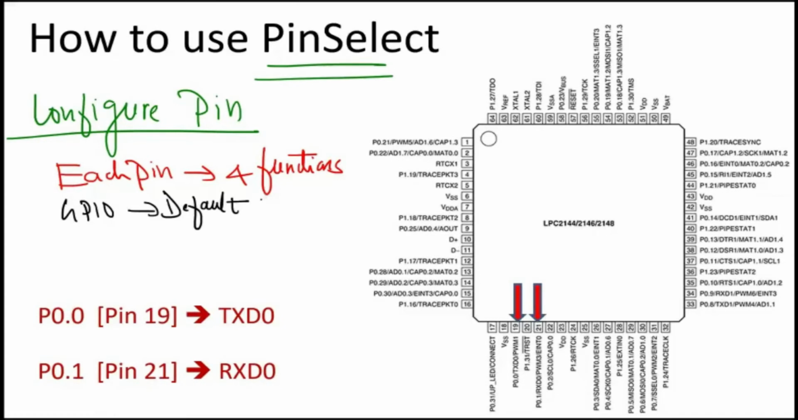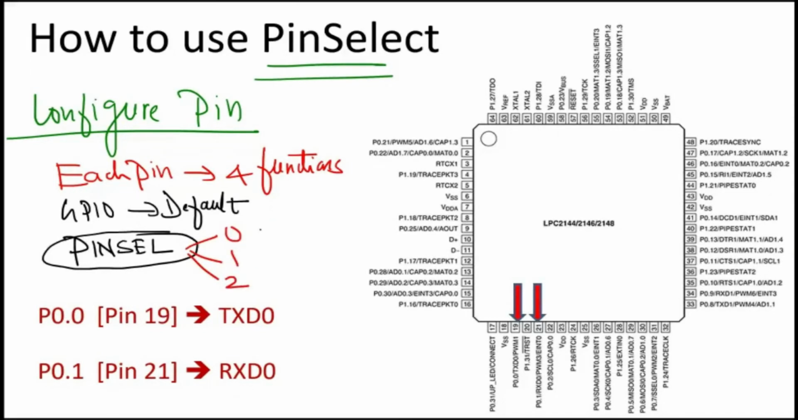But the moment you want to use some function other than GPIO, you have to explicitly tell the microcontroller what exact special function you are planning to use. The SFR used for that purpose is called the pin select SFR. The pin select SFR is used to tell the microcontroller what special function you are planning to use apart from the standard GPIO. There are 3 versions of that: pin select 0, pin select 1, and pin select 2.